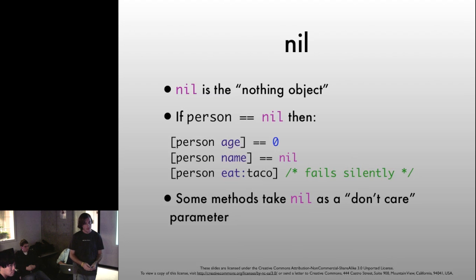Is there some possible way to get some error message, like you're sending a message to nil in some way? I don't think there's a tool for that.